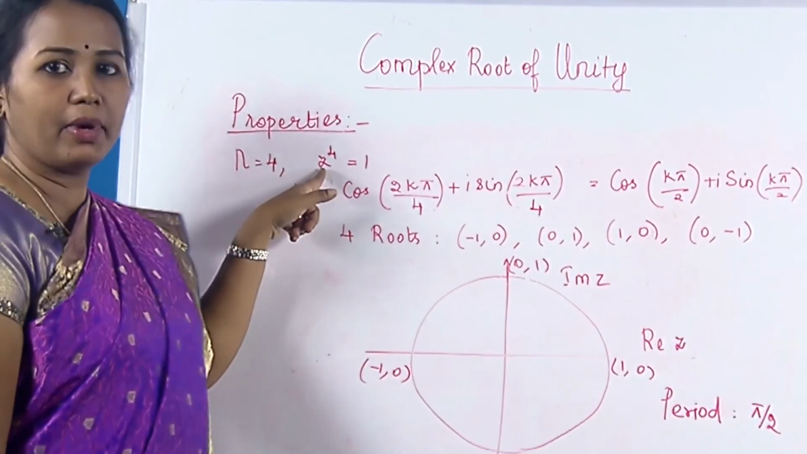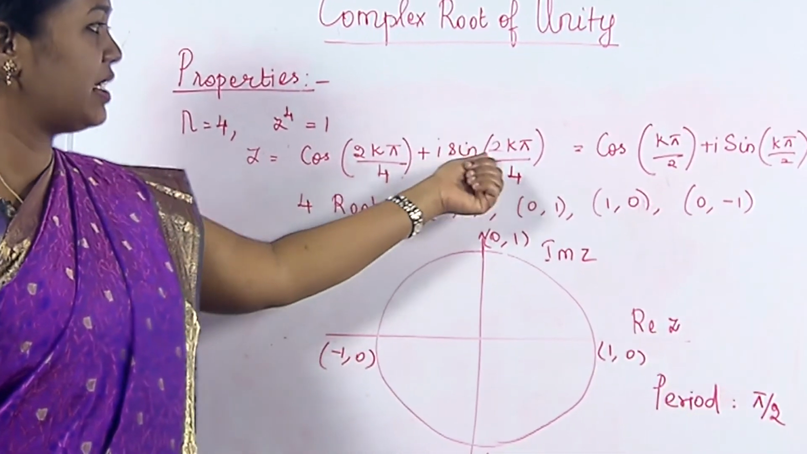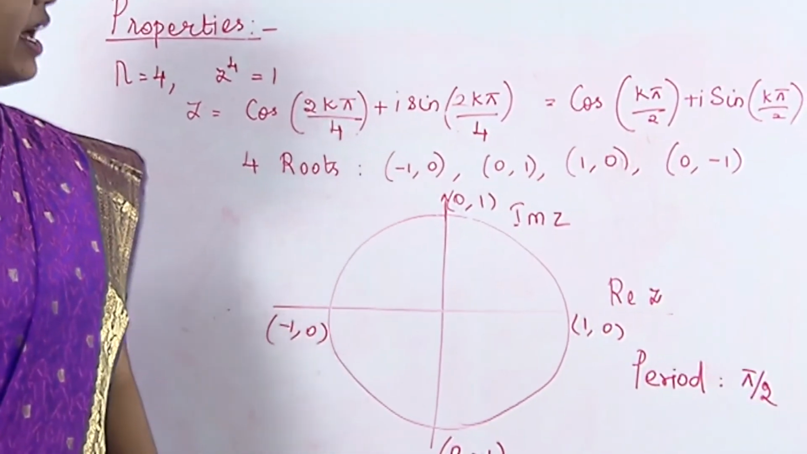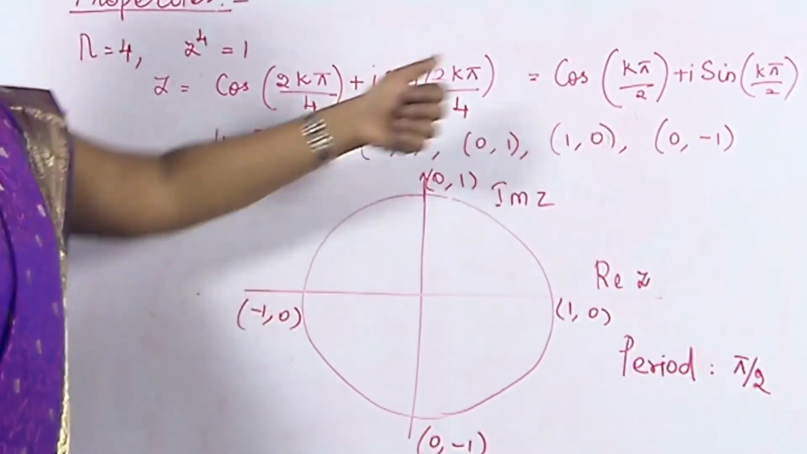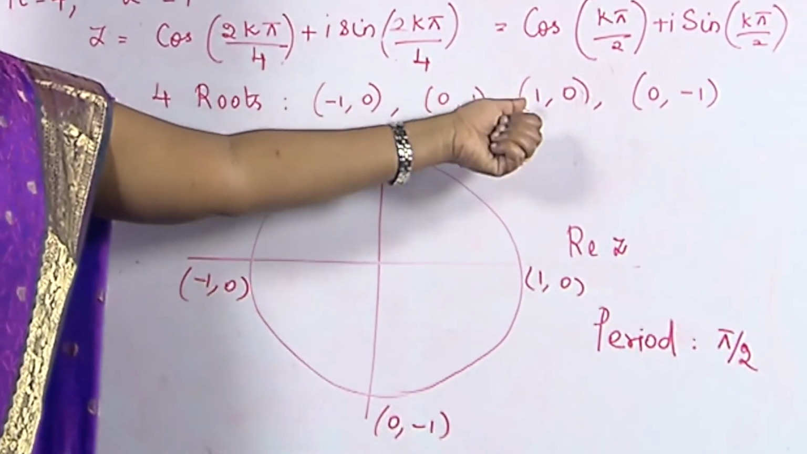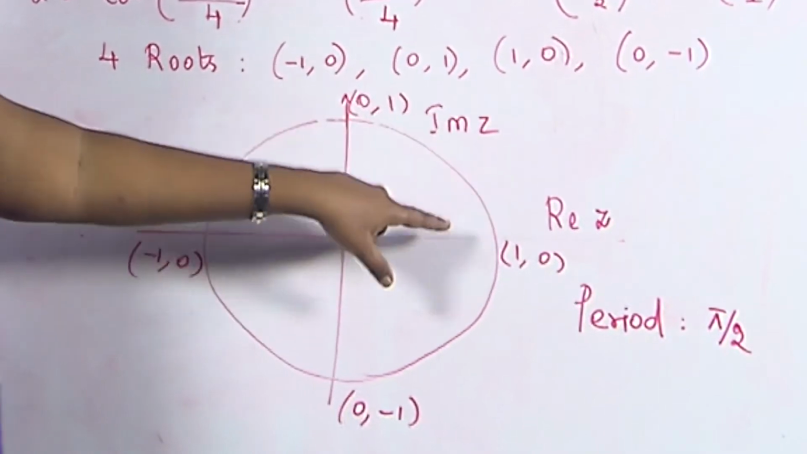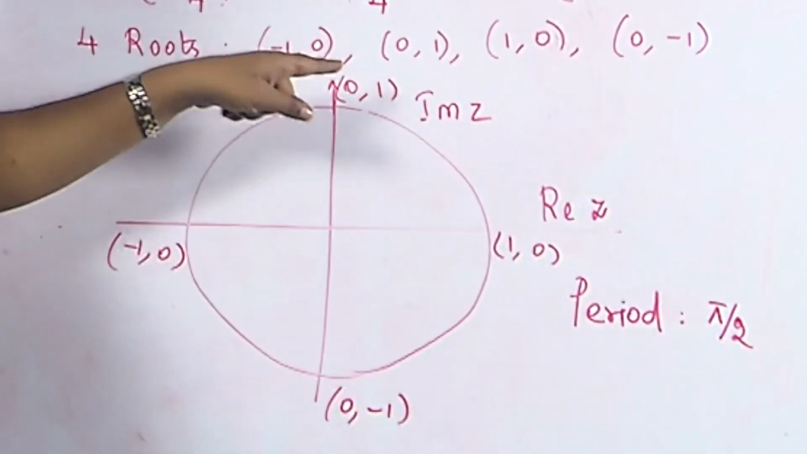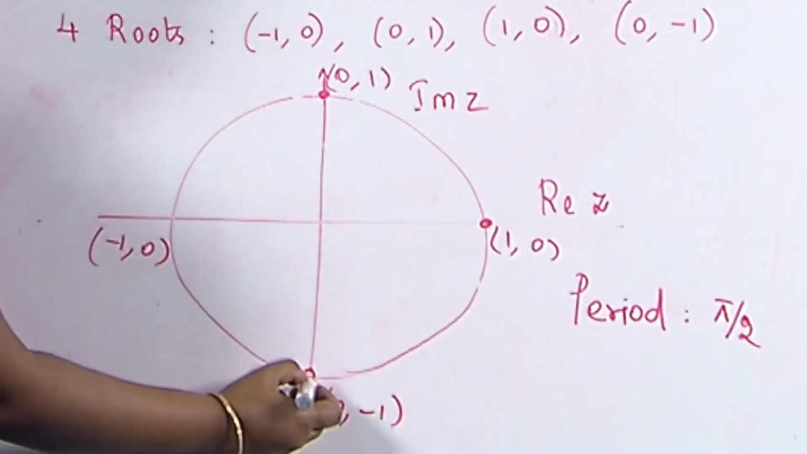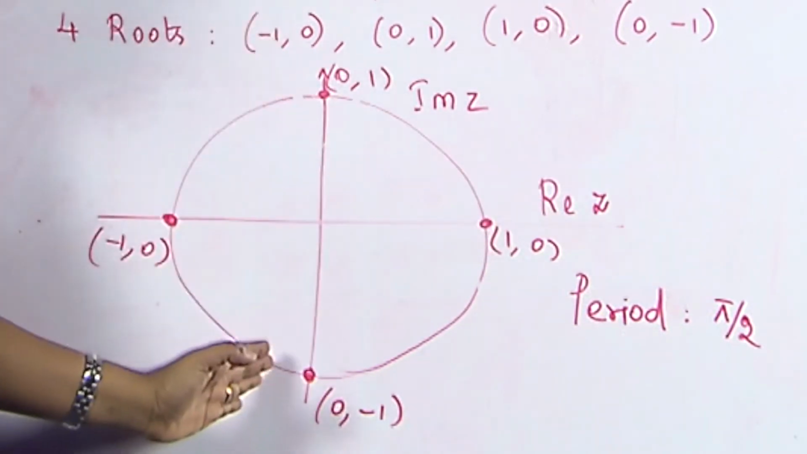So, the equation is Z power 4 is equal to 1. Again, we write Z is equal to cos 2k pi by 4 plus I sin 2k pi by 4, and so we are left with cos k pi by 2 plus I sin k pi by 2. This equation has 4 roots, namely minus 1 comma 0, 0 comma 1, 1 comma 0 and 0 comma minus 1. So, basically all the 4 corners of the unit circle, and we have plotted all the 4 points here, and this is the real part of Z and this is the imaginary part of Z.